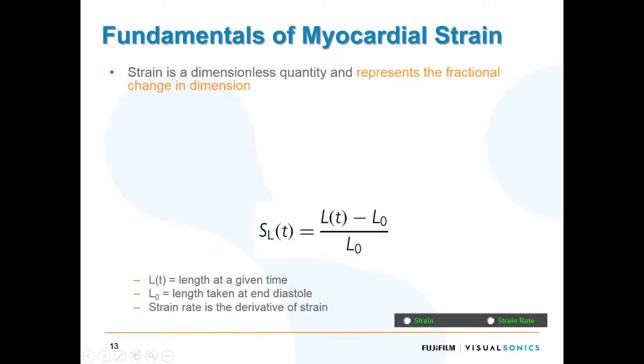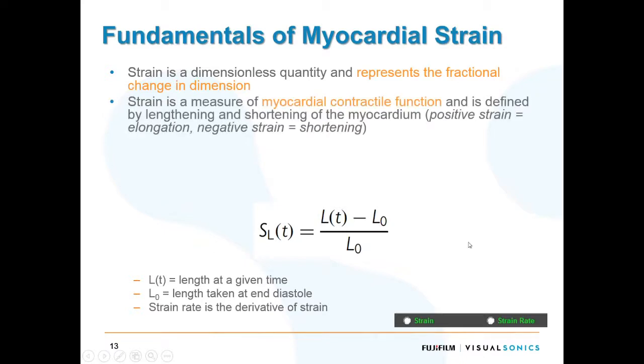So what are the fundamentals of myocardial strain? Strain is a dimensionless quantity, and it's a fractional change in your dimension. So this equation is what we use throughout all of our strain imaging. And essentially, strain is the length at a given time minus the original length divided by that original length. So it's a measure of contractile function.